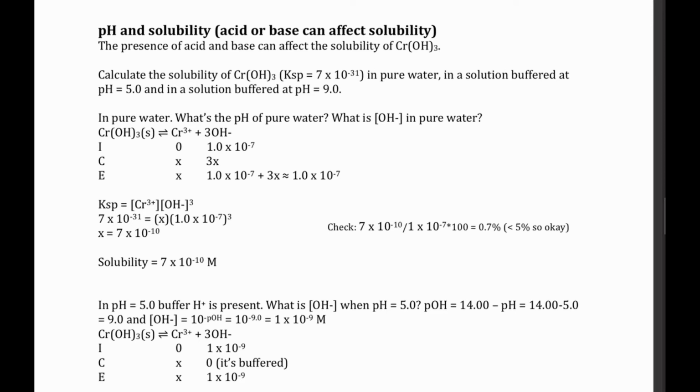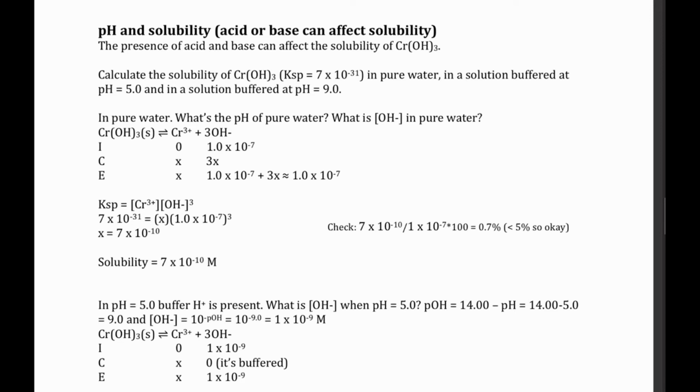We will focus on hydroxide salts like this chromium(III) hydroxide. So we have that the Ksp of chromium(III) hydroxide is 7 times 10 to the minus 31. We will calculate the solubility of it in pure water, in a buffered solution at a pH of 5.0, and then in a solution buffered at a pH of 9.0.